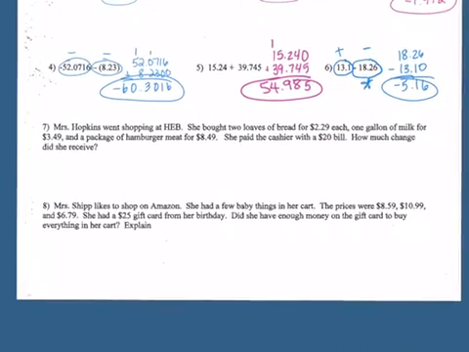Okay, on number 7, follow along. If you don't have a highlighter, underline the stuff that I underline, because that's going to be the important stuff we need to look at. Number 7, Mrs. Hopkins went shopping at H-E-B. She bought 2 loaves of bread for $2.29 each, 1 gallon of milk for $3.49 and a package of hamburger meat for $8.49. She paid the cashier with a $20 bill. How much change did she receive?